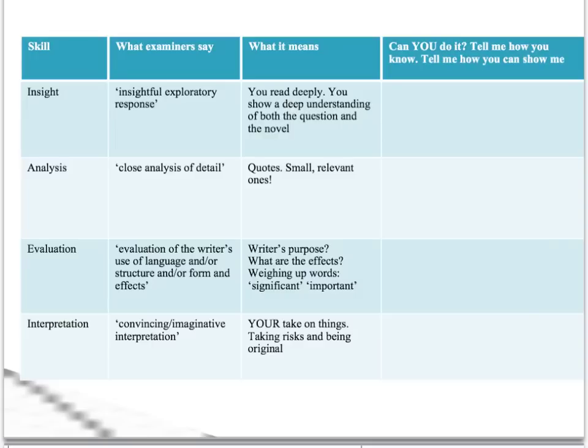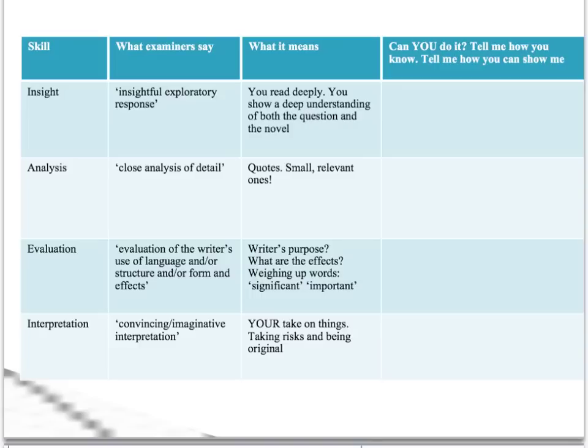But what I've done here is try to sum up 4 of those very key skills, and try and explain to you what that means in a more student-friendly language. So you see you've got skills of insight. Well, the examiners say that A-star students will have insightful exploratory responses, and what they really mean by that is that you can read deeply into a text and that you can show them an understanding not just of the novel but of the question you've been given, and that you've maintained good focus on that.